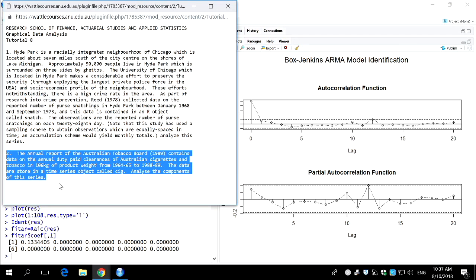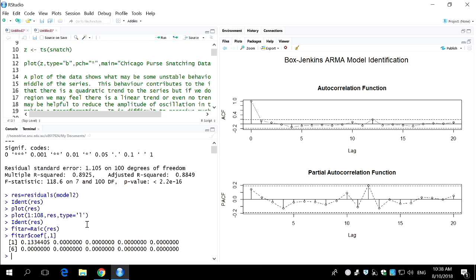All right? So, we're looking at this. The annual report of the Australian Tobacco Board contains data on the annual duty paid clearances of Australian cigarettes and tobacco in 10^6 kilograms of product weight between these years. The data is stored in a time series object called SIG. Analyse the components of the series. So that's the question. So let's have a look.